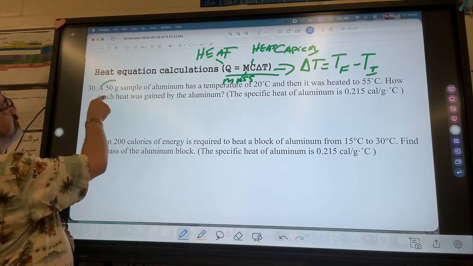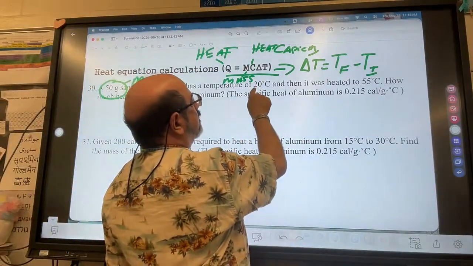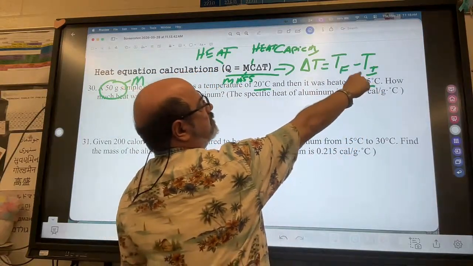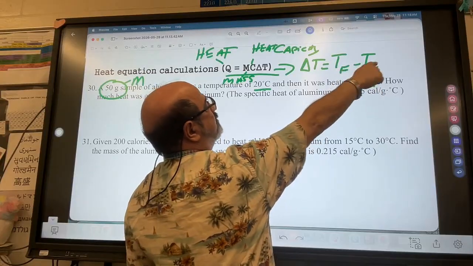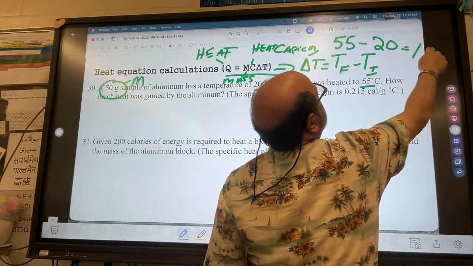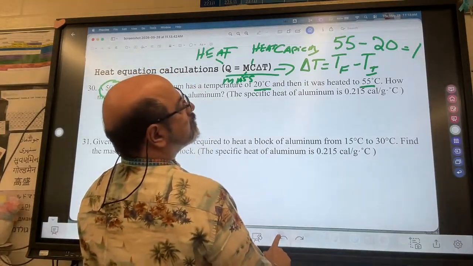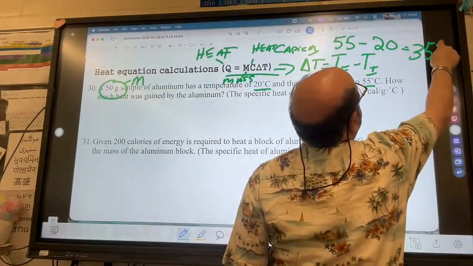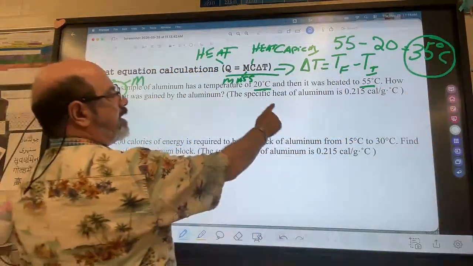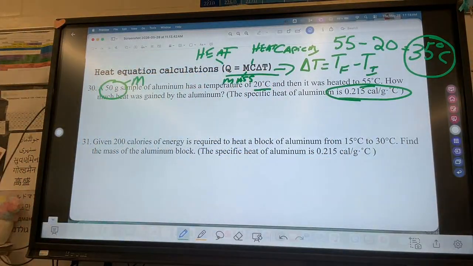So we have 50 grams, so that is the mass. We have a temperature of 20 to 55, so 20 is the initial, 55 is the final. So it's 55 minus 20, which gives us, can't do the math, 35. Use a calculator. 35 degrees Celsius, that is our delta T. And here we have the specific heat. So now we have all of our things, and we need to write the equation.